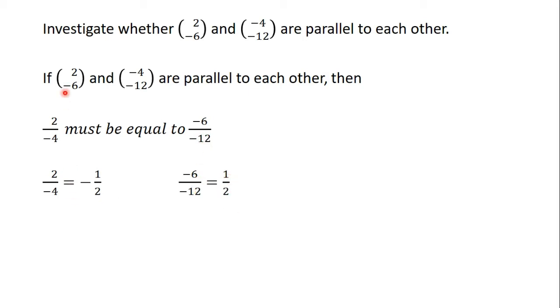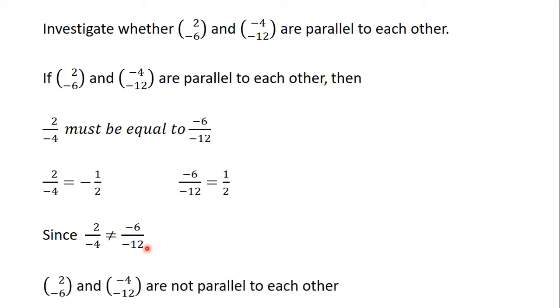Now look at something. The first one, which is 2 divided by minus 4, so 2, the x component here, divided by the x component here, minus 4, is giving us minus 1 over 2. But the y component here, which is minus 6, divided by the y component here, which is minus 12, is giving us 1 over 2. These two numbers are not the same. Minus 1 over 2 is different from 1 over 2. And because they are not the same, we say that since 2 divided by minus 4 is not equal to minus 6 divided by minus 12, the two vectors are not parallel to each other.